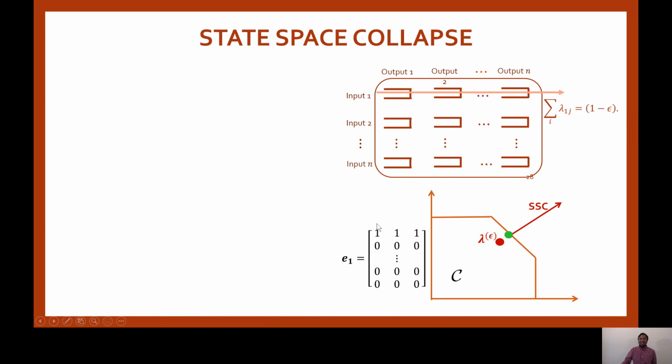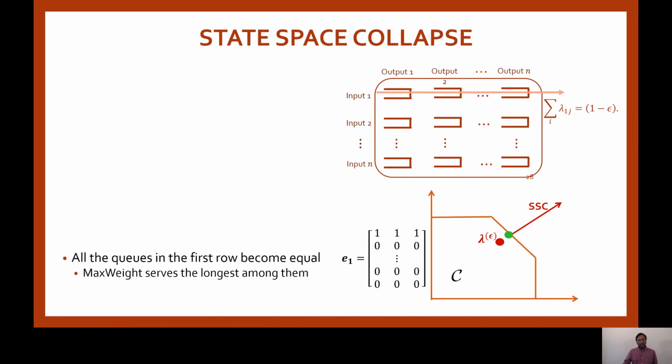So let's actually talk about state space collapse in this context. I said that the collapse is along this vector where the first row is all ones, everybody else is zero. Let's focus on the first row alone. The state space collapse is essentially saying that all the queues in this row are becoming equal. Why is this? Let's think of max weight. What is it doing? It's picking the matching with the maximum weight and serving it. And now in heavy traffic, all these other rows are irrelevant. So now we are only interested in the first row.